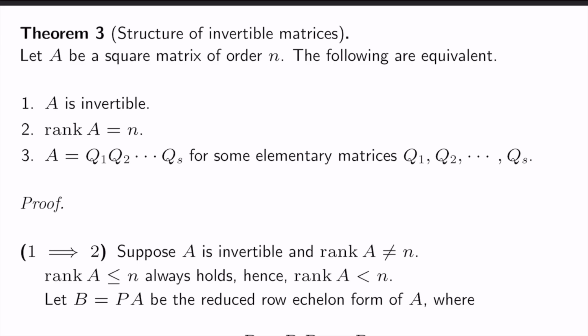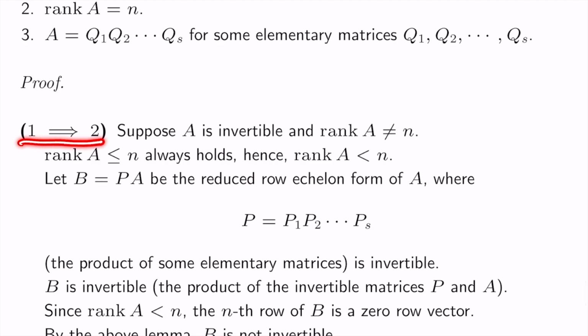So whether we say A is invertible, the rank of A is n, or A can be decomposed into this form, they all indicate A is invertible. So the strategy of the proof is this. We first prove 1 implies 2, and then we prove 2 implies 3, and finally we prove 3 implies 1. Then we should be done, right? So let's start. So 1 implies 2.